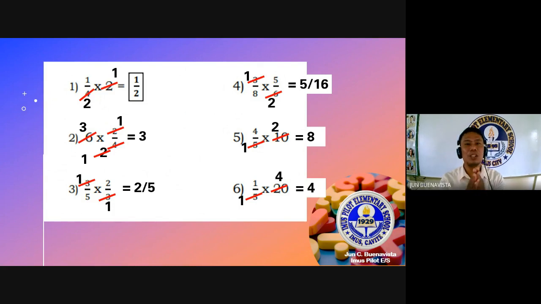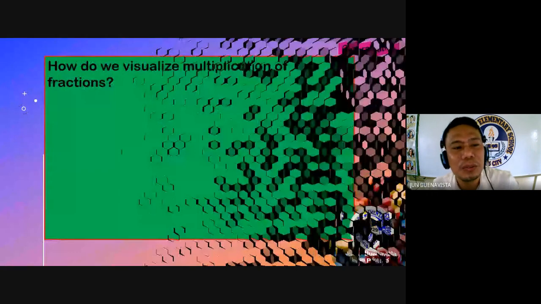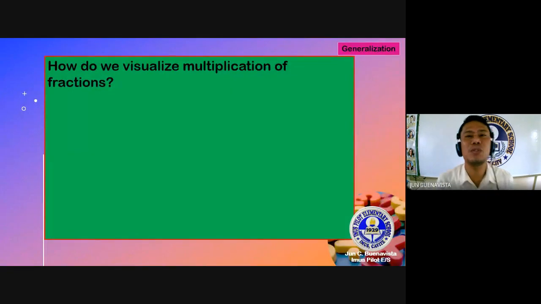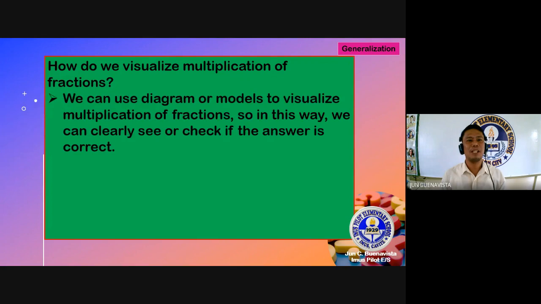I hope you learned about multiplying of fractions. So once again, how do we visualize multiplication of fractions? Okay, to visualize, we can use diagrams or models to visualize multiplication of fractions. In this way, we can clearly see or check if the answer is correct.